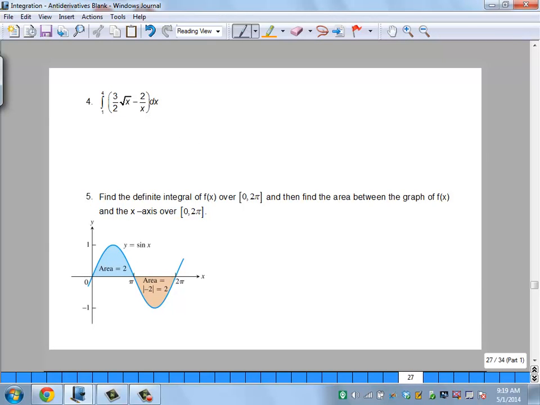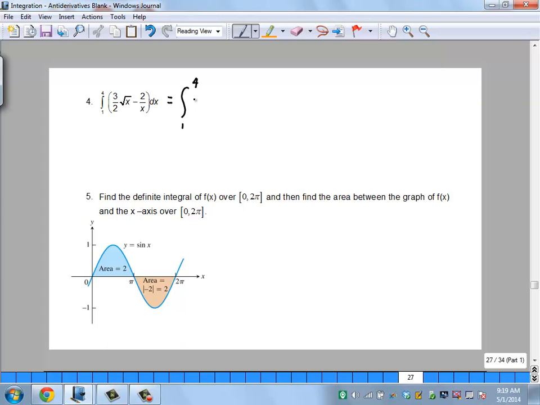Example number 4. So I have the integral of 3/2 radical x minus 2 over x dx. So this is basically in two parts, but let's set it up first so it looks a little nicer before we do the antiderivative. So I have the integral from 1 to 4.